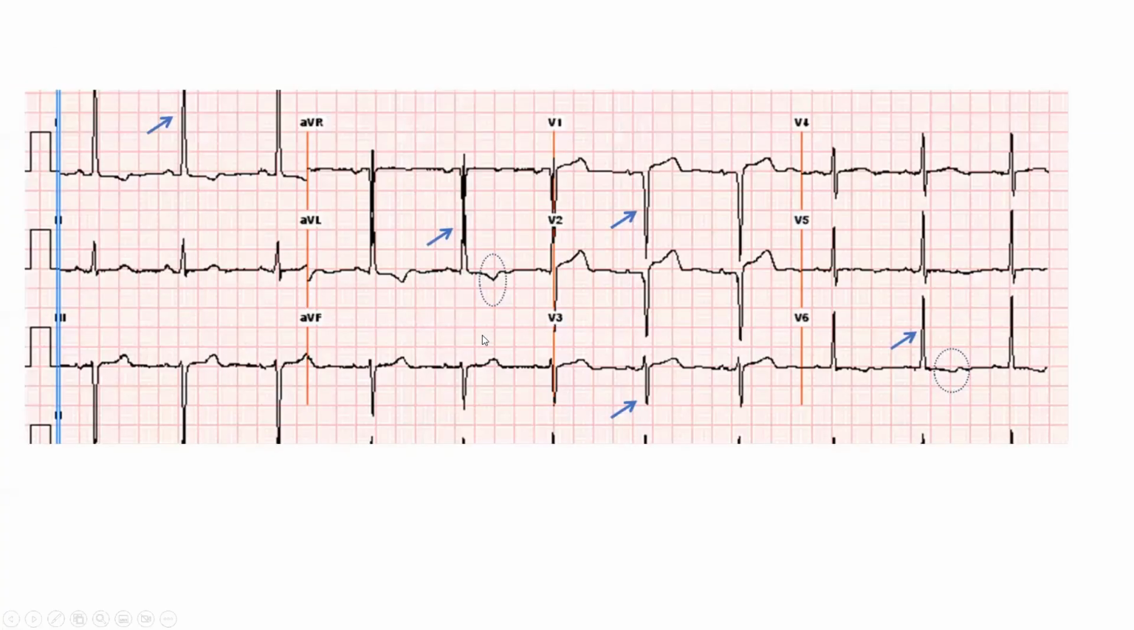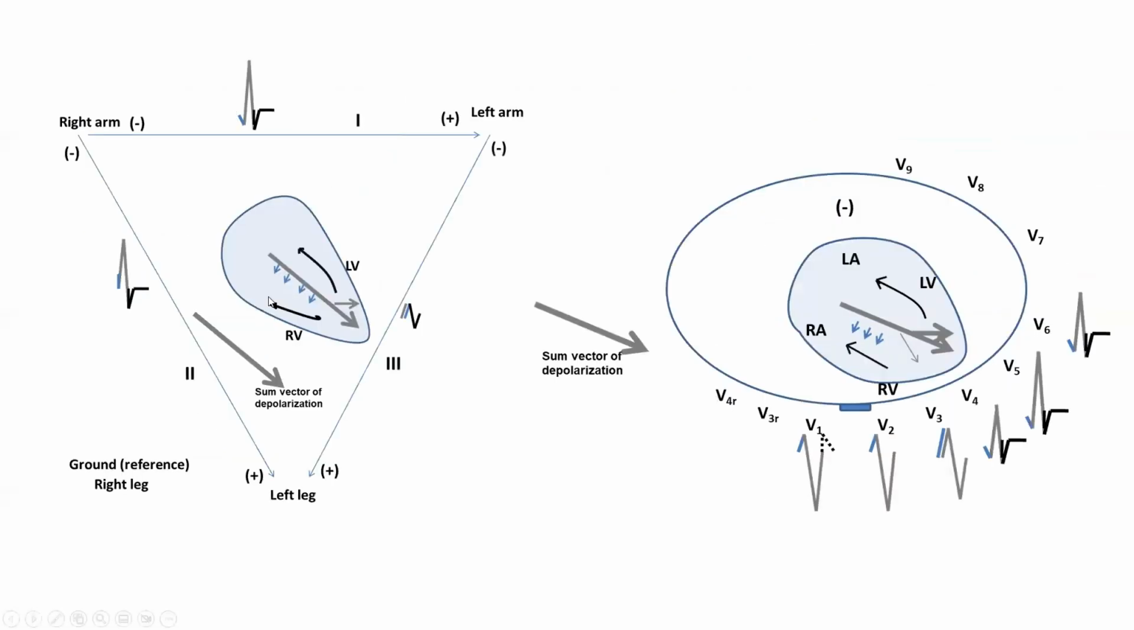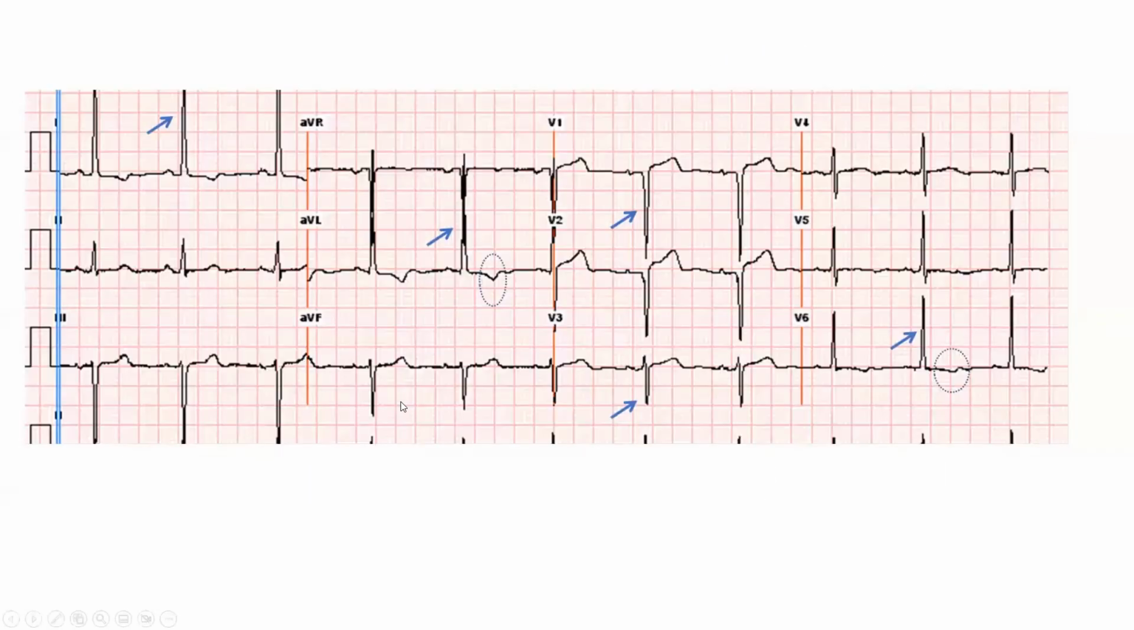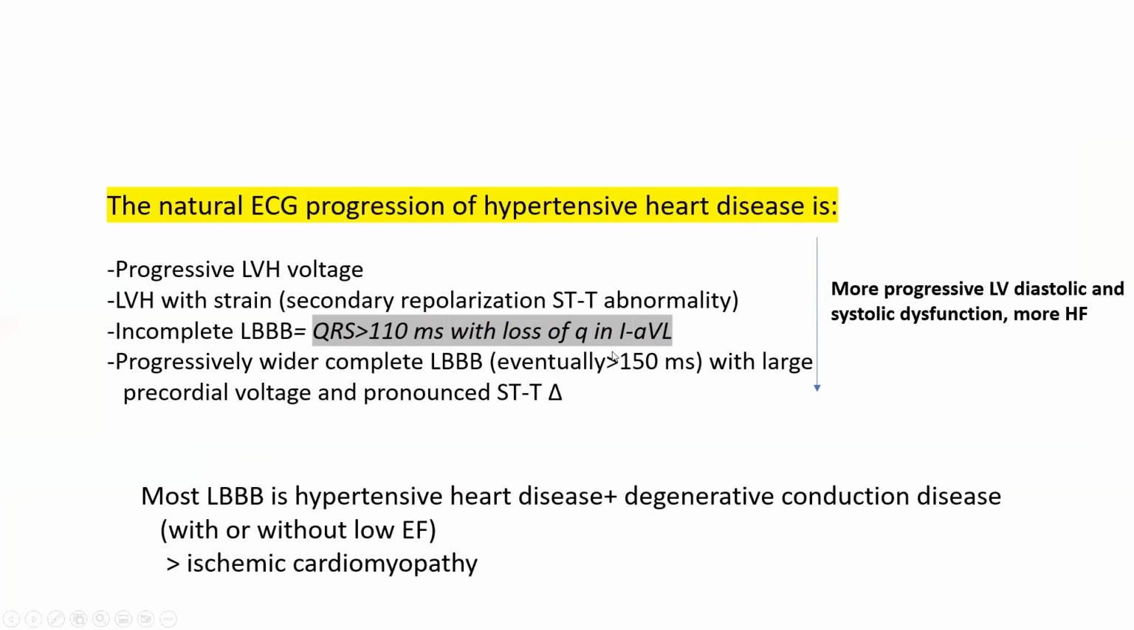Normally, you have that tiny Q wave in 1 and aVL, that septal depolarization Q wave. Well, when you have left bundle branch block, your septum doesn't depolarize anymore left to right. It depolarizes right to left, so you lose that septal Q wave. And actually, that's your earliest hint to incomplete left bundle branch block. You may not have a slurred R wave because the QRS is only 110 milliseconds, but you will lose that Q wave in 1 and aVL with a QRS over 110 milliseconds.